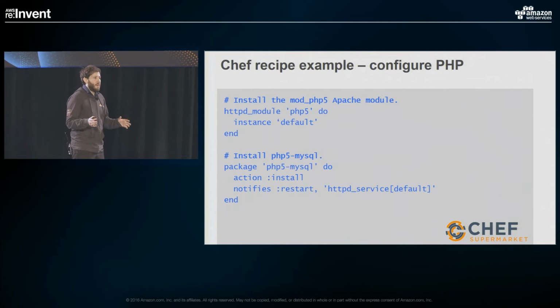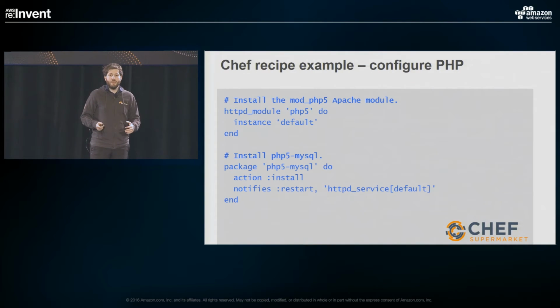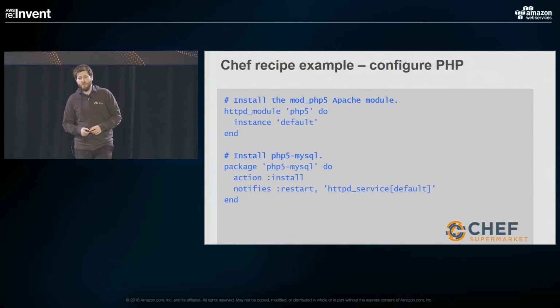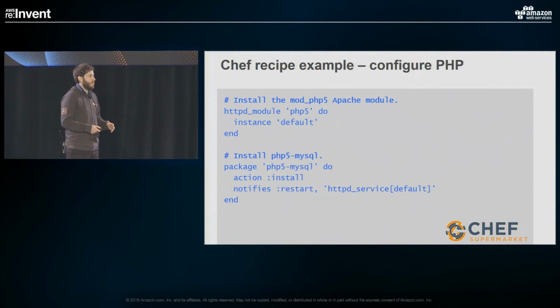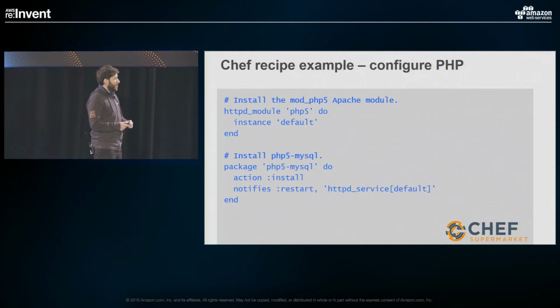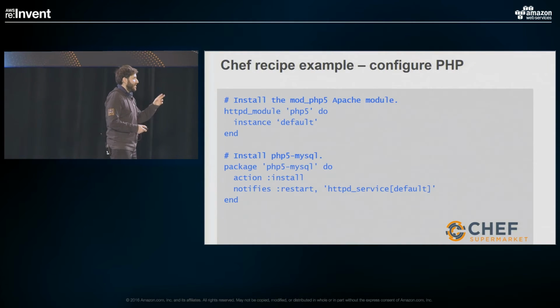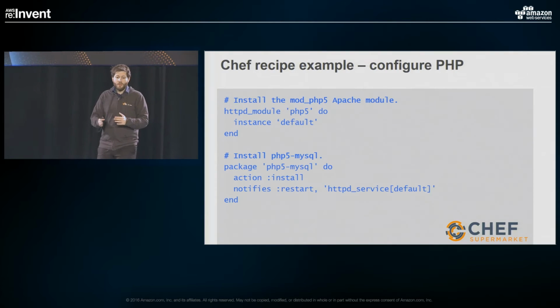Now let's say I have my site running, but I want to do a little more. I want my website to be able to run PHP code. So to do that, I'm going to have to install the PHP module and enable PHP to interpret PHP files. To do that, I'm doing this call to another recipe, the HTTP module, and passing the PHP file. And that's it.